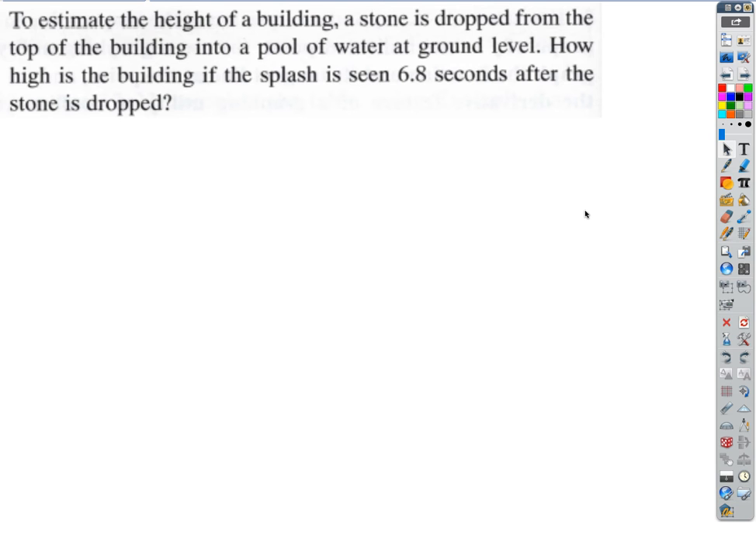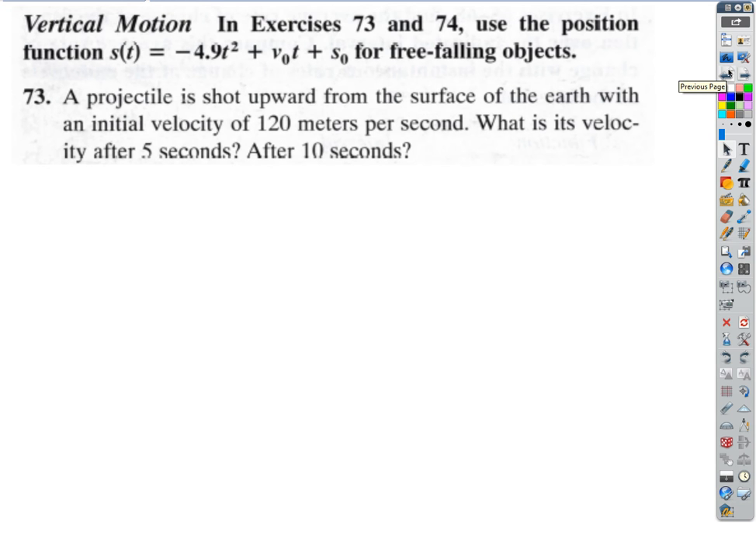So to estimate the height of a building, a stone is dropped from the top of a building into a pool of water at ground level. How high is the building if the splash is seen 6.8 seconds after the stone is dropped? Well, we're going to need this equation to do that, right? Was it in meters? No, seconds. So we can make our answer in meters.